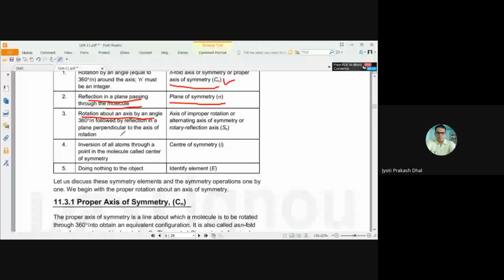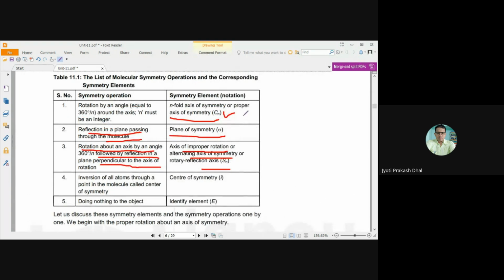So here, the third one is rotation about an axis by an angle 360 degrees divided by n, followed by a reflection in a plane perpendicular to the axis of rotation. So that is called axis of improper rotation or alternating axis of symmetry, designated as Sn. So the first one is designated as Cn, the second one is the plane of symmetry, sigma, and the third one is the axis of improper rotation, designated as Sn.